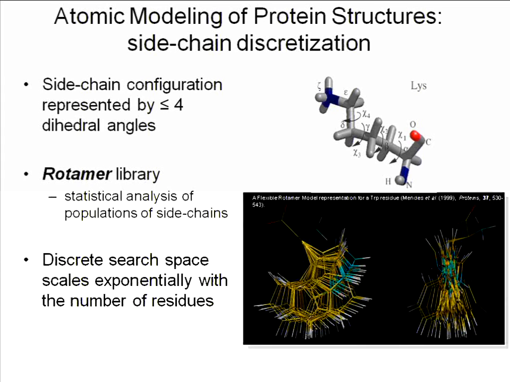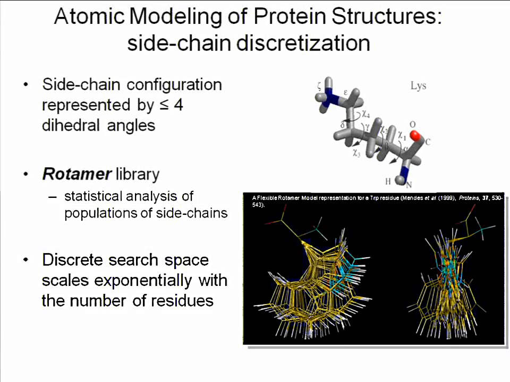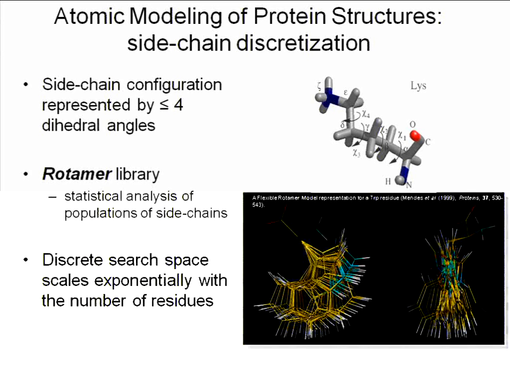Now, computationally, even with this simplified model of amino acids, there's still an exponential number of possible conformations, even for a particular amino acid sequence. And again, we're trying to model protein design, so you actually have an exponential number of amino acid sequences as well. So computationally, there's a large search space to go through when you want to design a protein structure. So that's one of the problems.